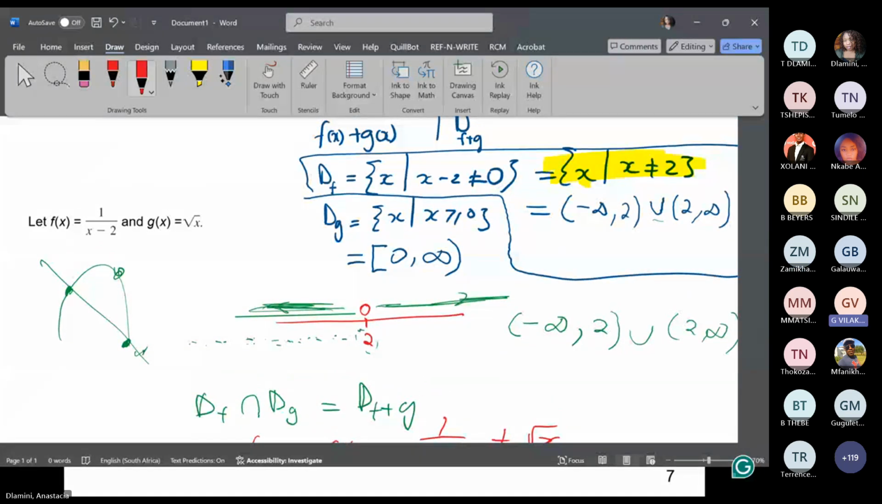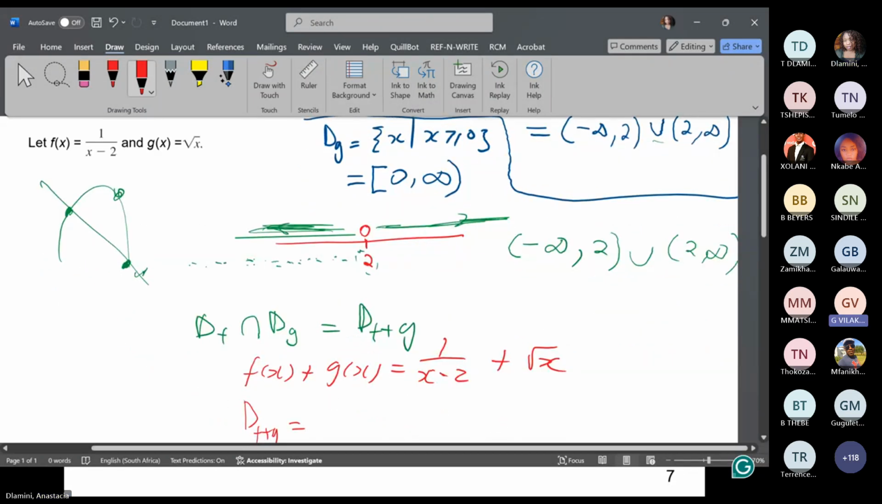Ma'am, just change the negative infinity into a square bracket of 0. In the first one? No, like just change it into the square bracket and then add 0. I can't change the first one because the first one is correct. No, like for the domain of the added two graphs. That's what I'm saying. Oh, for the domain of the added two graphs. Yes. Okay. So it will be equal to?